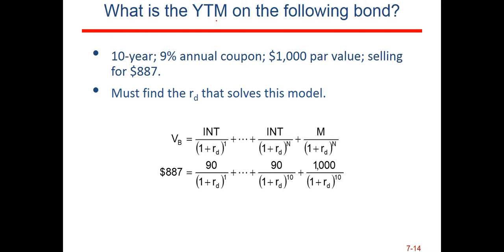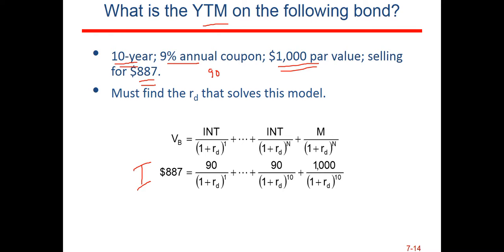If you want to calculate the yield to maturity of a given bond, let's say a 10-year, 9% annual coupon, this is pretty much standard. Future value is $1,000, selling for $887. What we are really doing is solving for the interest rate. I'm going to write this as a problem where N is 10, PMT is 9% of 1,000, which is 90, future value is 1,000, and present value is minus 887.